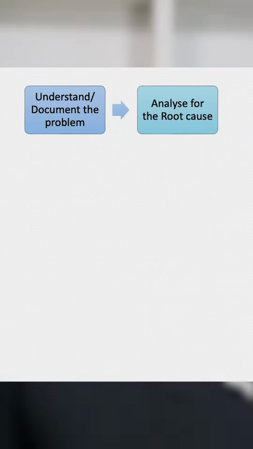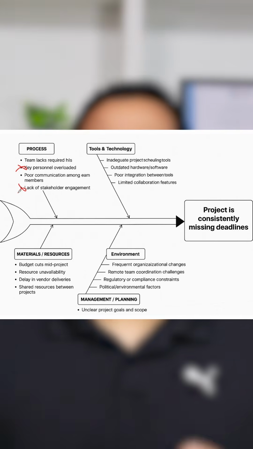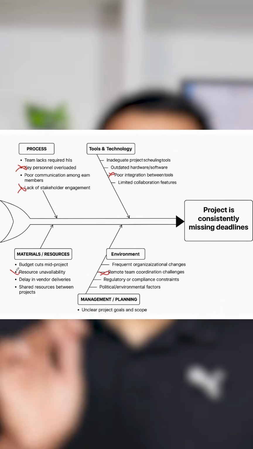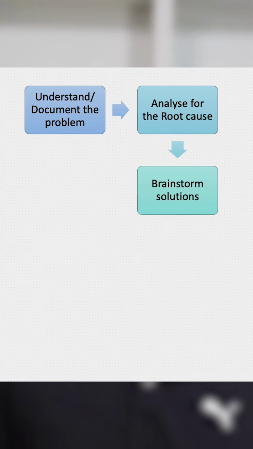The second step is to analyze for the root cause. Try to understand why the problem happened. At first, when you start doing it, you may not know exactly why the problem happened. So you would be discussing with the team, you would be discussing with some subject matter experts, and you would try to understand multiple potential causes. Within that, you will start eliminating whatever is not applicable, and ultimately you will reach the root cause of the problem.